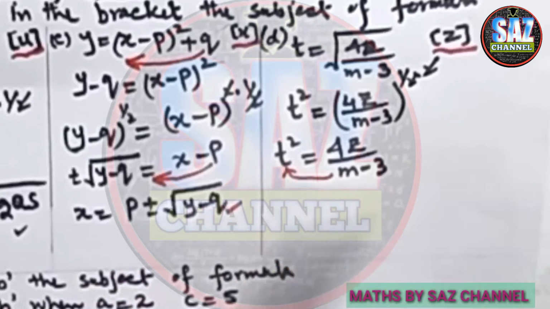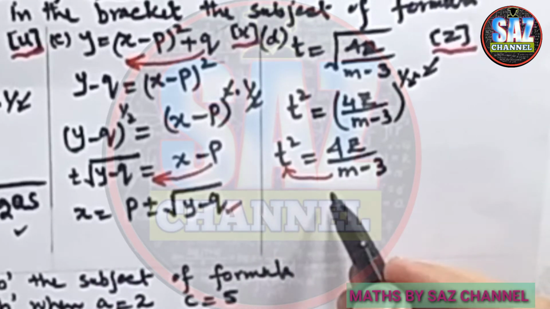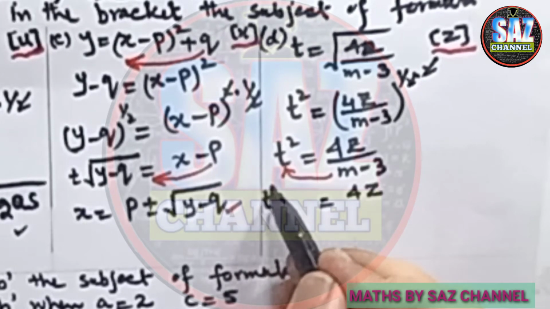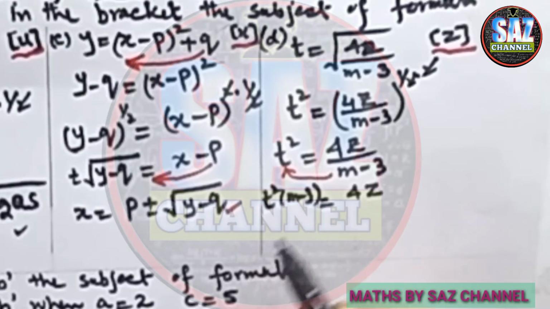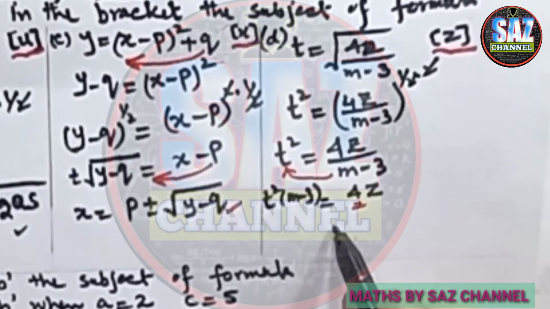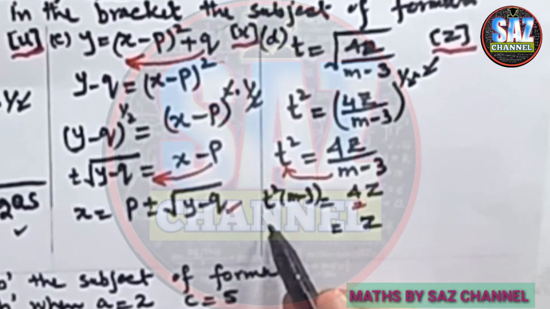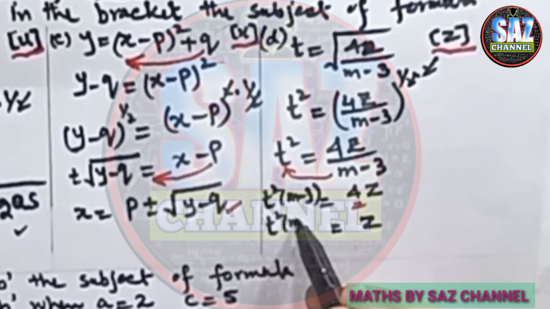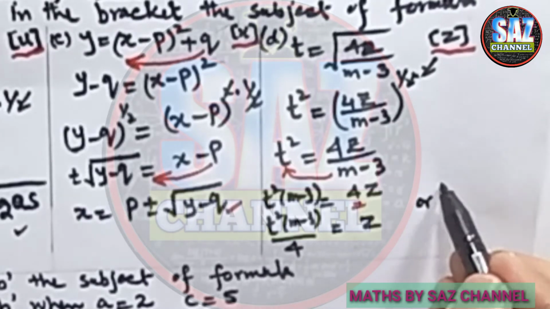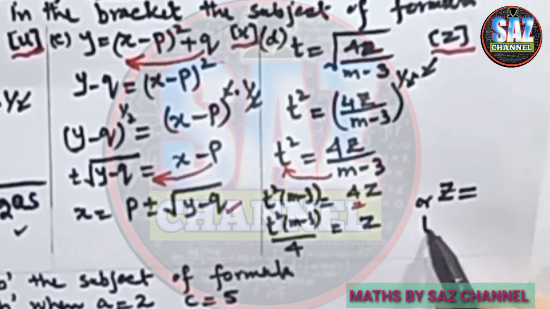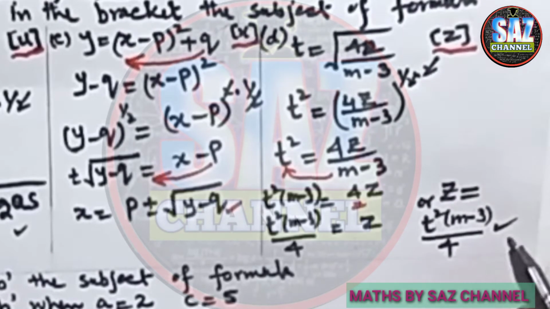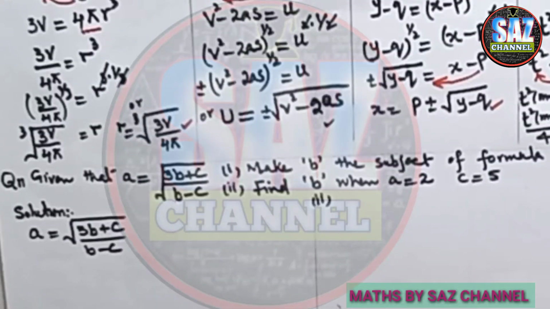In order to make z the subject of formula, this m minus 3 is an extra term. First shift it to the other side, and the equation will take the form 4z equals t square into m minus 3. Again, this 4 is extra. Shift it to the other side, and the equation will take the form z equals t square into m minus 3 upon 4. I hope you are clear about this question. Let's move to the next question.